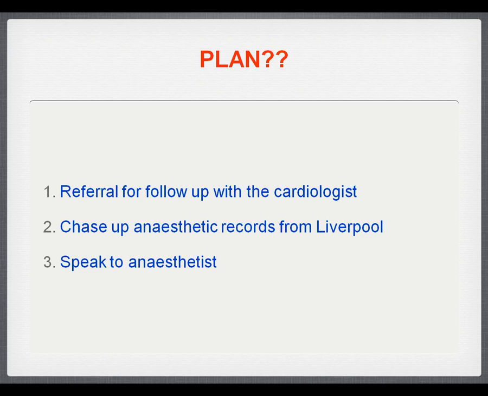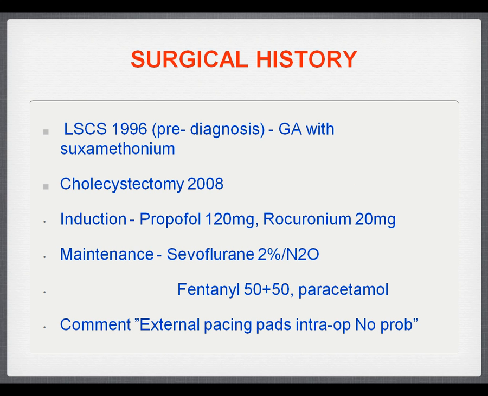I thought I need to chase up the anaesthetic records from Liverpool to get an idea. That was 2008, and also speak to the anaesthetist that was doing the list and discuss her. So before I spoke to the anaesthetist, I was able to get the results from Liverpool of the anaesthetic chart. I didn't get the chart from 1996. I'm not sure whether that was in Liverpool, but they commented on the chart of the cholecystectomy that she'd had a caesarean in 1996. It was pre-diagnosis, obviously, and she'd had a GA with suxamethonium used then, and they said no problems. She had a cholecystectomy done in 2008. Everything seemed reasonably standard with the anaesthetic that she had then.